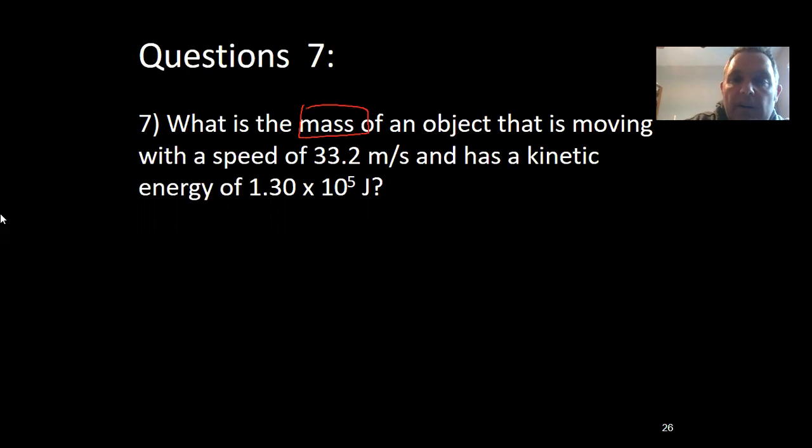Our key here is, again, we're talking kinetic energy. So we can go back to kinetic energy equals 1/2 mass times velocity squared. Now we could rearrange the equation right away, but what I'm going to do in this case is plug in all our numbers. In this question, it gives me kinetic energy. So 1.30 times 10 to the 5th.